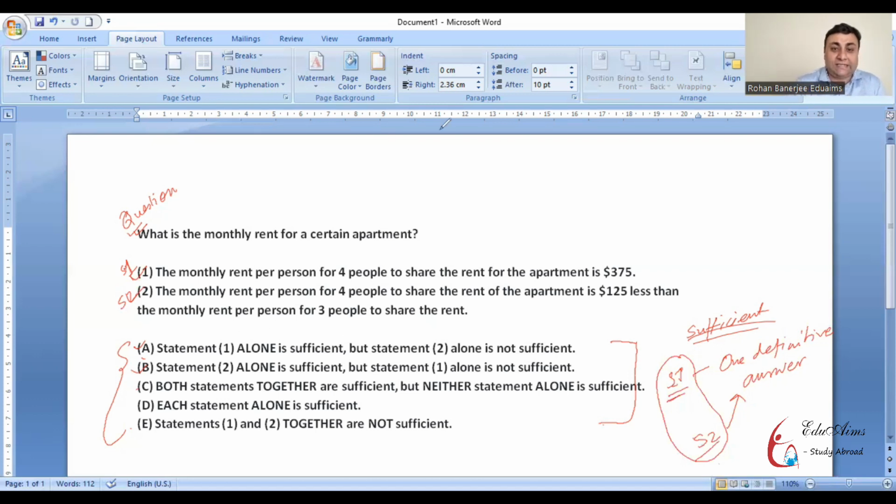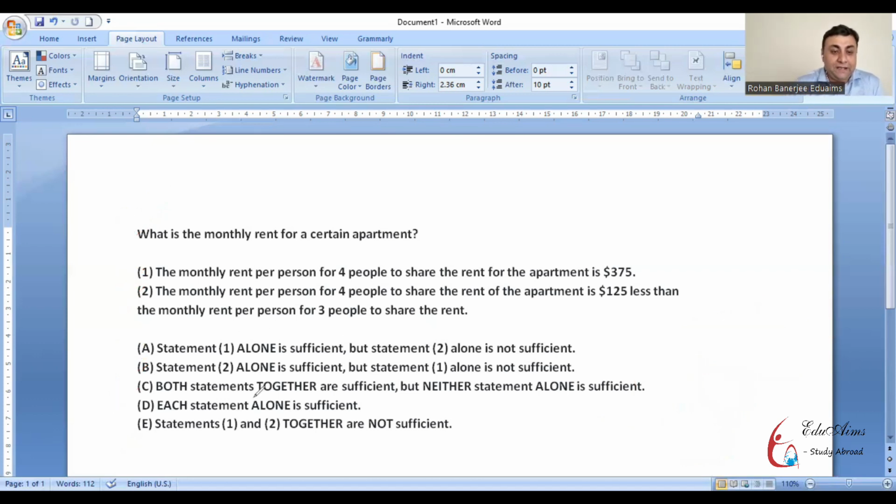So let's see what the choices are saying. Choice A says statement 1 alone is sufficient, but statement 2 alone is not sufficient. So statement 1 alone is sufficient to take you to the answer, but statement 2 alone is not sufficient to take you to the answer. That means statement 1 alone can take you to that one single definitive answer, and statement 2 alone cannot take you to the single definitive answer. So this is A.